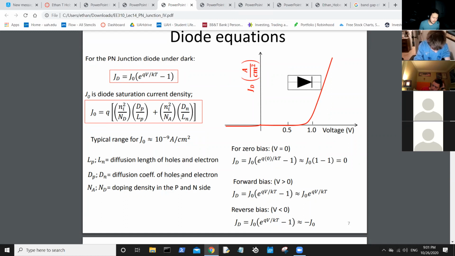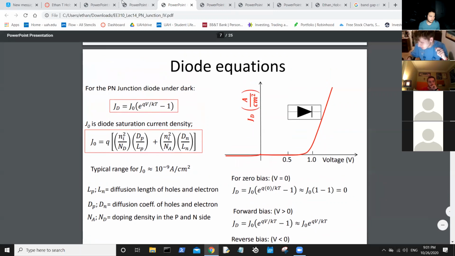So let's say Ln is equal to the square root of Dn times tau n, where tau n is, everyone remember? Tau n is the majority carrier lifetime, right? Like the tau values are the majority carrier lifetimes, if I remember correctly. Yeah. Okay. It's the minority carrier lifetime. Yeah, right here.